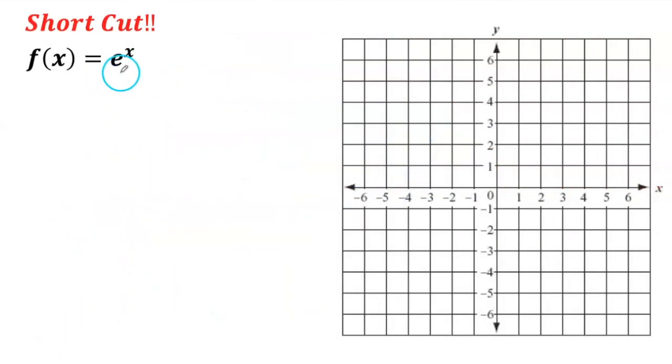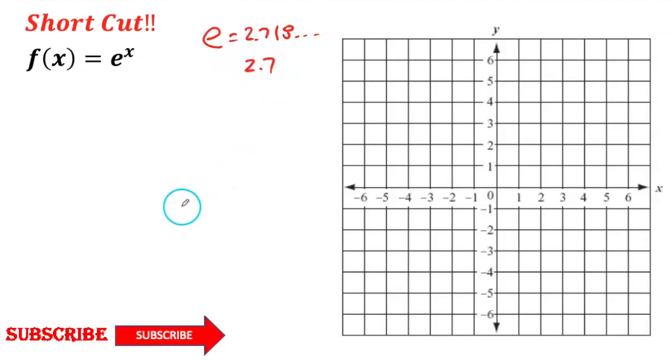Let's work on an exponential now. Now e is just a number. E is the same as 2.718 and so many more decimals. We're going to round it to 2.7.